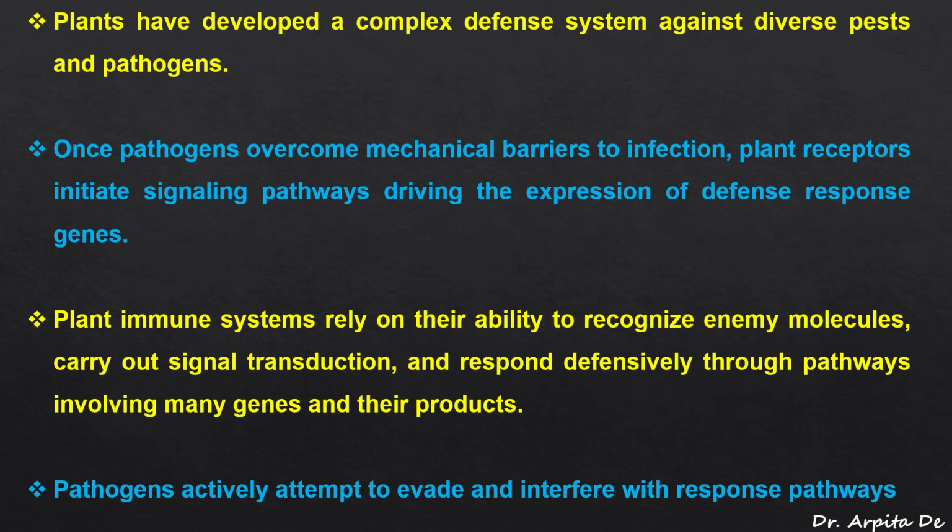Plants have developed a complex defense system against diverse pests and pathogens. See, you cannot say that plants are always falling prey to pathogens or disease causing microbes. It is only sometimes that the plants become susceptible to the pathogen. In most of the cases, plants can defend themselves from the attack. Okay, how is this possible?